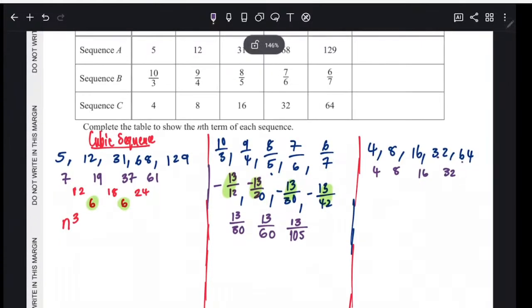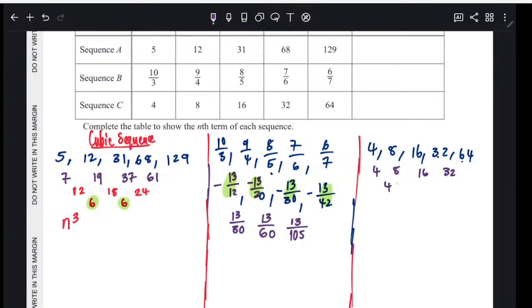Now, you can see this is changing. 8 minus 4 is 4. 16 minus 8 is 8. 32 minus 16 is 16. 64 minus 32 is 32.